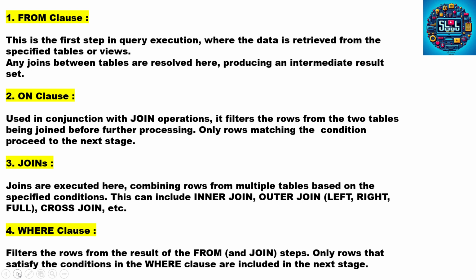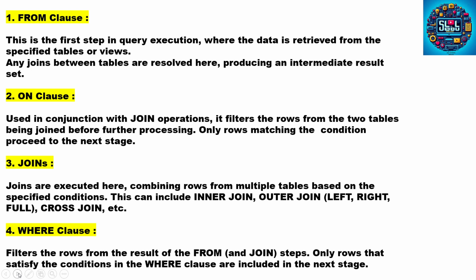And then after the from clause, the on clause will work. The on clause is used in conjunction with join operations. It filters the rows from the two tables being joined before further processing. So the filtering of the join condition will happen at this stage, the on clause, before the further processing of the data. Only rows matching the condition proceed to the next stage. So those rows which have qualified the on clause condition that we have provided, only those rows proceed for further processing and go to the next stage.